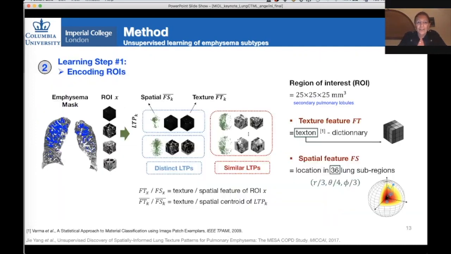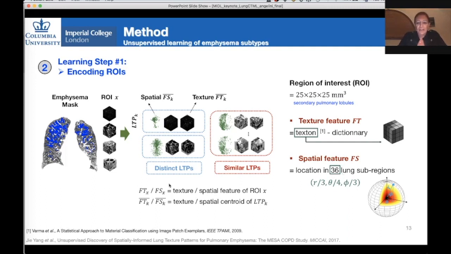All right, then the first step for the unsupervised learning was to encode regions of interest, ROI. So we used a cubic ROI of this size, and we equip each individual ROI with a particular sampling strategy inside the lung in terms of texture features and spatial features. The texture features were based on a Texton dictionary, while the spatial features, again, use the location encoding that I just presented in the slide before.